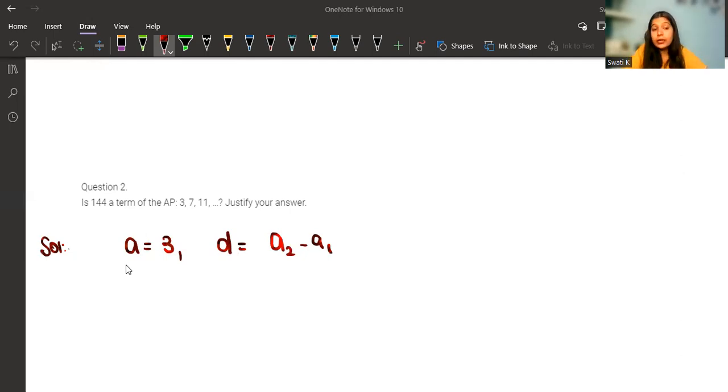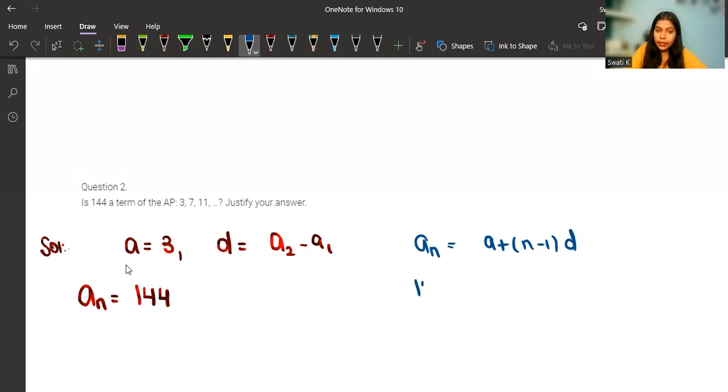Now the question is, is 144 a term of the AP? That means an is equal to 144. This is given. We can check whether 144 can be a term of this particular AP or not by just checking the value of n. So let's use that formula once again and check what value of n we are getting. The formula is of course a plus n minus 1 into d, where an is given 144, the first term a is given, which is 3, n we don't know, we are yet to find, and d is a2 minus a1. What is a2? 7. What is a1? 3. So 7 minus 3 is 4.